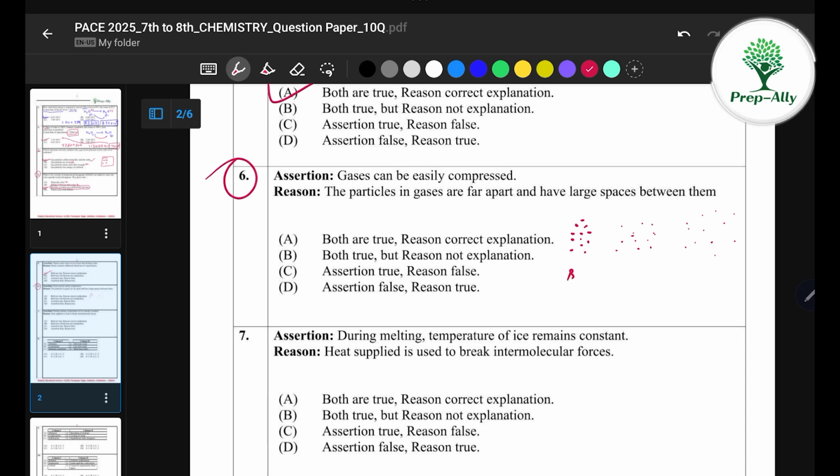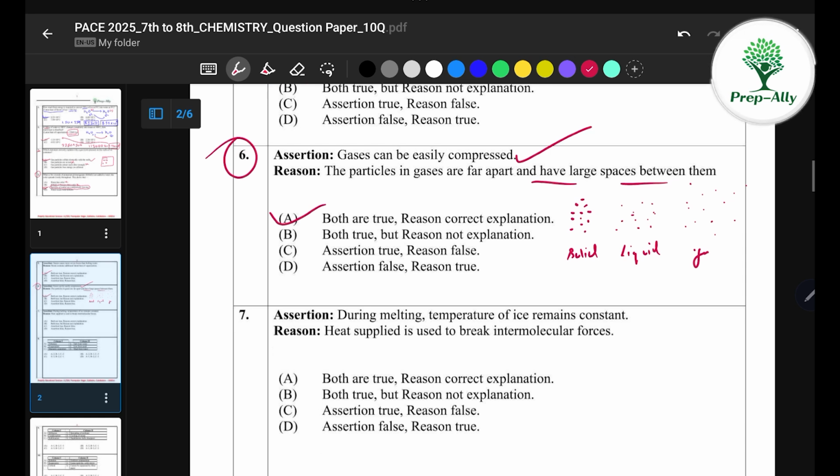So it can be for solid, it can be for liquid, and gas particles have a lot of distance between them. That's why we can easily compress them, and particles in gases are far apart due to a larger space. So definitely A is the correct option. Assertion is correct and reason is also the correct explanation.